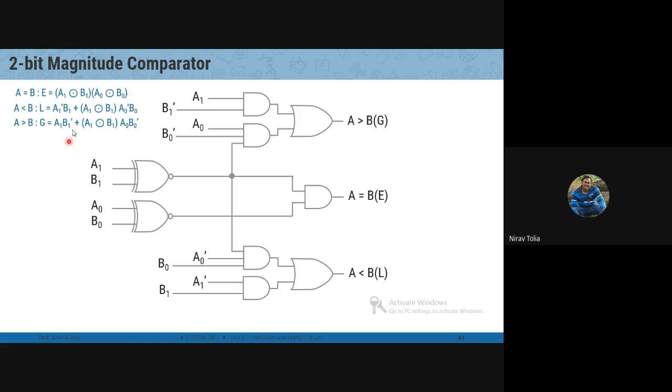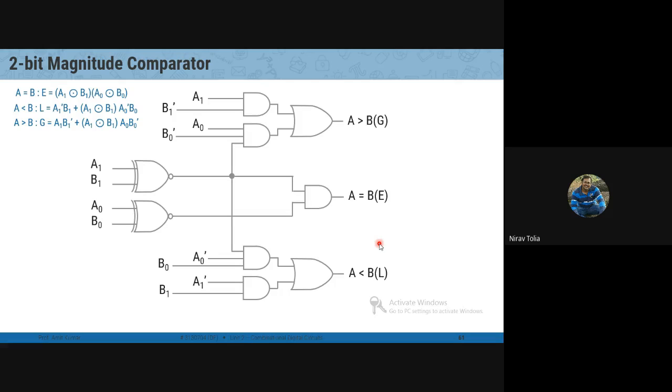And then we have A1 exclusive NOR B1. So again, I am taking A1 exclusive NOR B1 here. And we have A0 dash B0, A0 dash B0, giving to the OR gate. So this is the equation of A less than B. So this is the logic diagram.